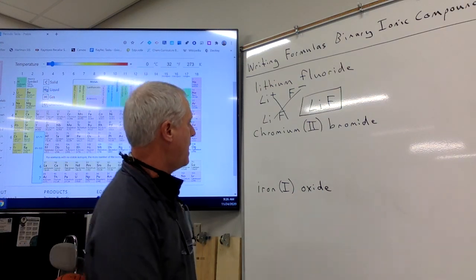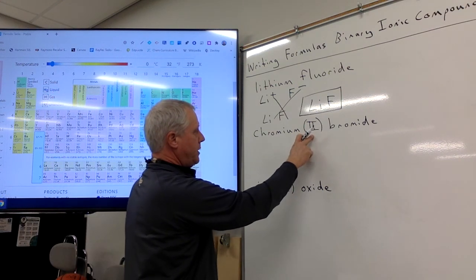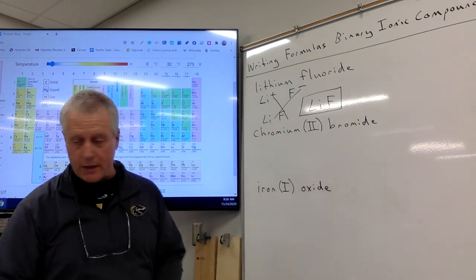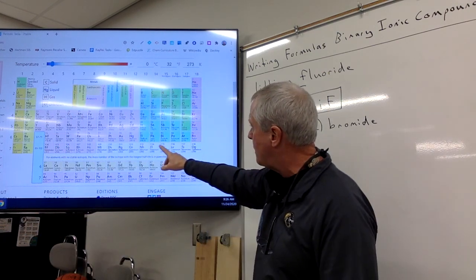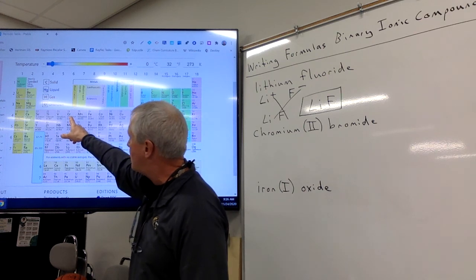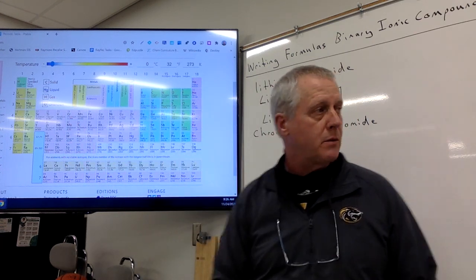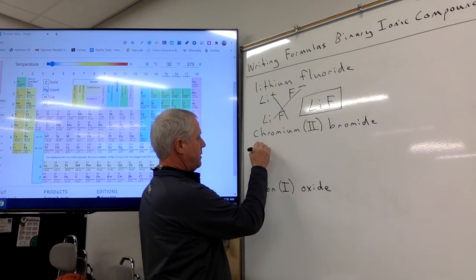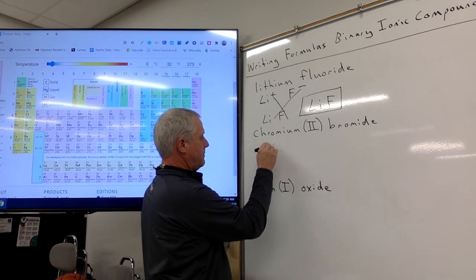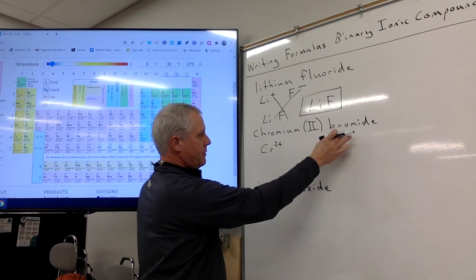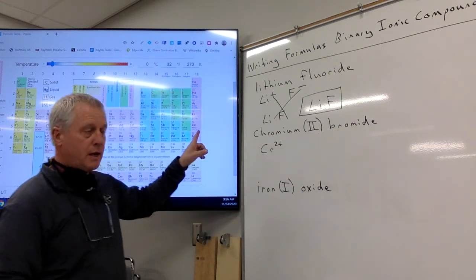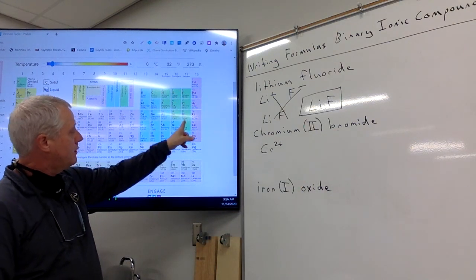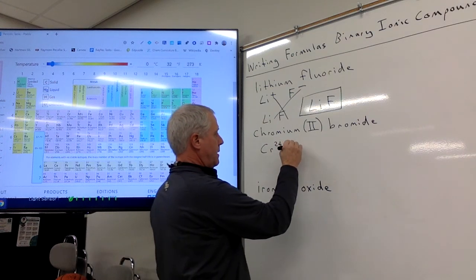Chromium(II) bromide. Now, this Roman numeral 2 here, chromium, by the way, happens to be a transition metal. So chromium is right here, number 24. So it's a transition metal, and it's got a Roman numeral, so we know it's a 2+ charge. So if we put a symbol for chromium, 2+, and then we look at bromine, which is a halogen here, so it's always a -1.